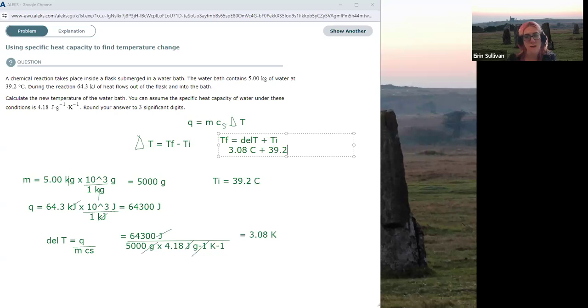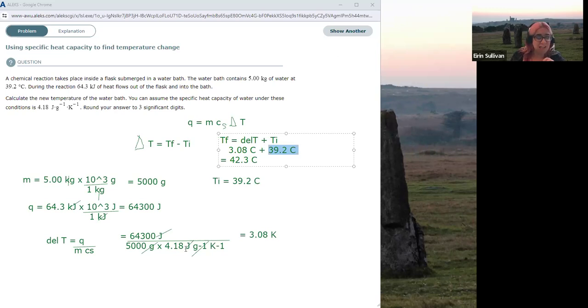I'm not sure if ALEKS is asking you for the temperature in degrees Celsius or Kelvin. So who knows, right? I'm going to work it out in a second. 39.2 plus 3.08, so in terms of degrees Celsius, that is 42.3 degrees Celsius. Okay, you could have calculated what the 39.2 was in Kelvin. So 39.2 plus 273.15 is 312.35. Then if you add the 3.08, the final answer in Kelvin would be 315.43 Kelvin.